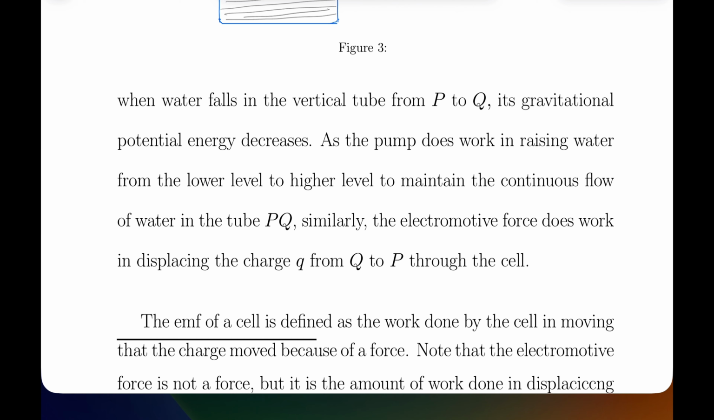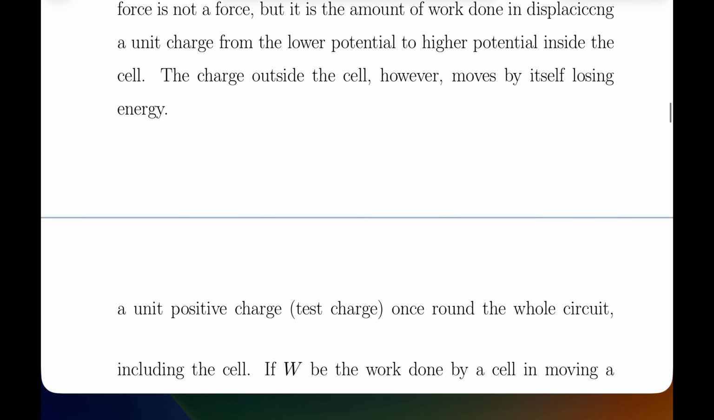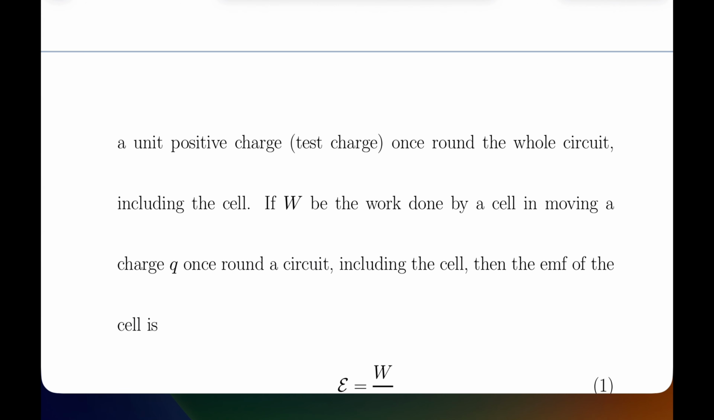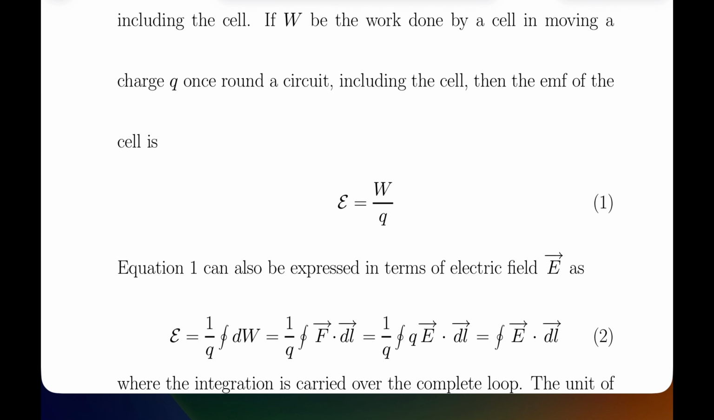We have P plate of the cell at a higher potential and Q plate at lower potential. So the electromotive force does work in displacing the charge Q from negative plate to the positive plate through the cell. The EMF of a cell is defined as the work done by the cell in moving a unit positive charge once around the whole circuit, including the cell. If W be the work done by a cell in moving a charge Q once round a circuit, including the cell, then the EMF of the cell is defined as E equal to W upon Q.